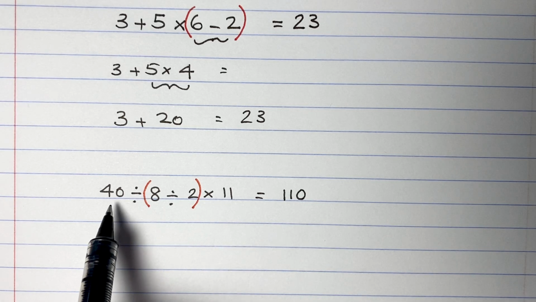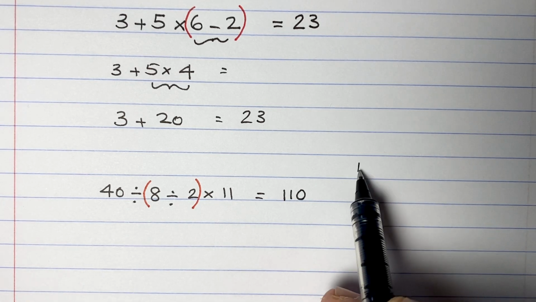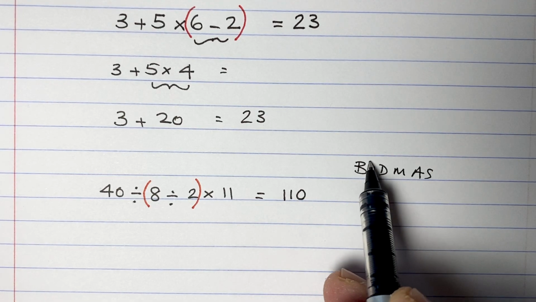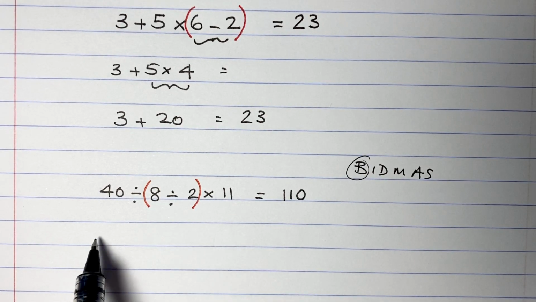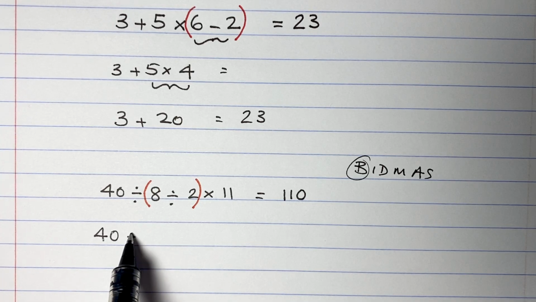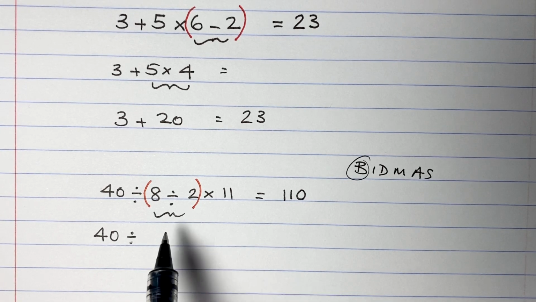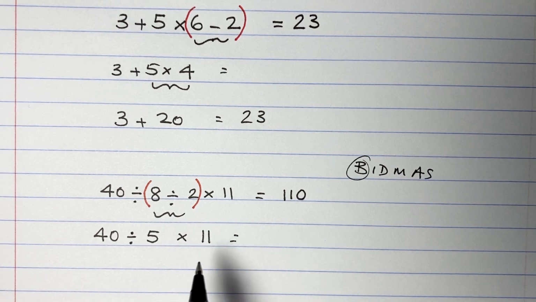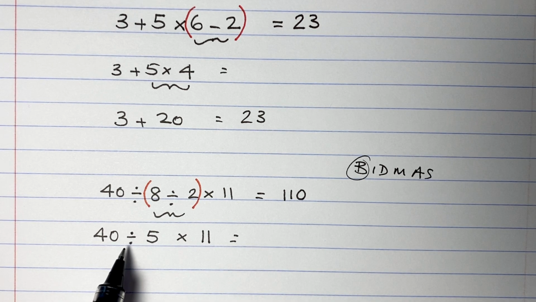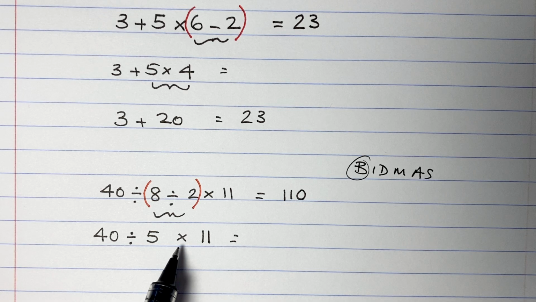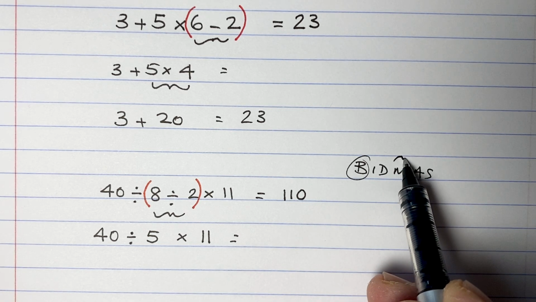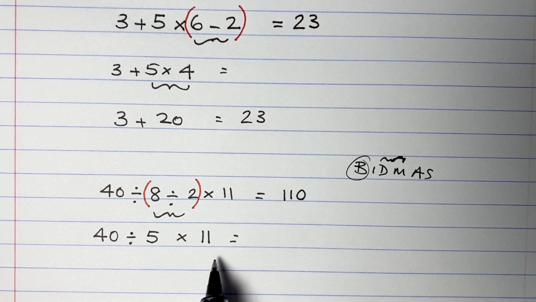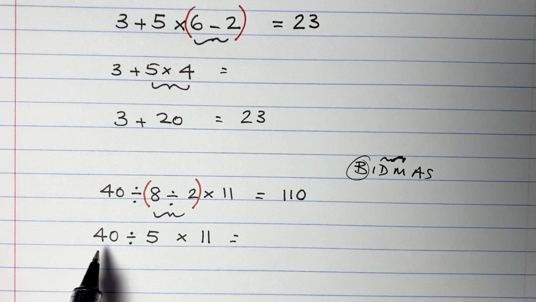Let's check if it's correct. So we have BIDMAS, brackets. Yes, we have brackets, meaning deal with the bracket first. So that becomes 40 divided by 8 divided by 2 is 5 times 11. Now we have both division and multiplication. Because both multiplication and division have the same order of priority, you have to do it as they come.